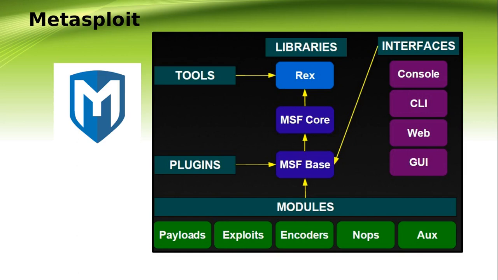So it goes to the MSF base. The flow goes to MSF core and the rex. Then it works as a library, combined as a library. Then the interface is a console, command line, web users. They are trying the command, getting it from MSF base. There is a tool on GitHub, so you can just download and try around with that.